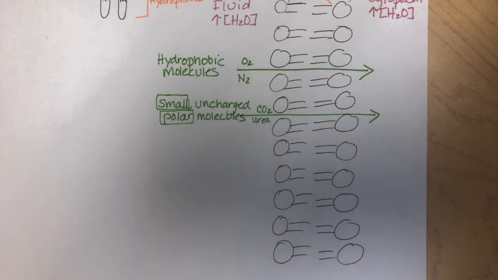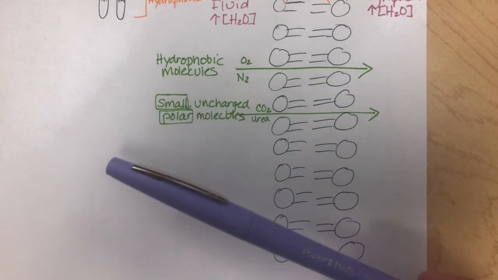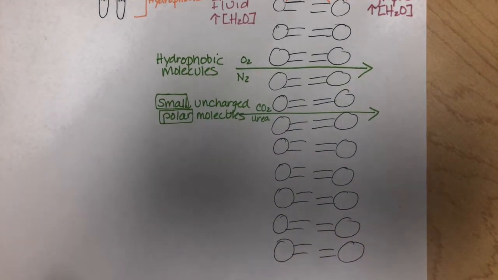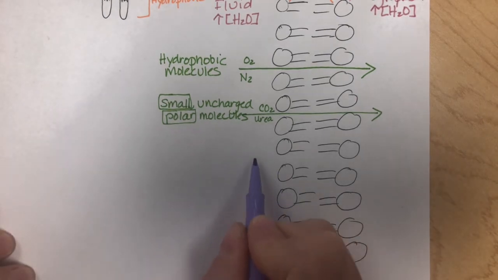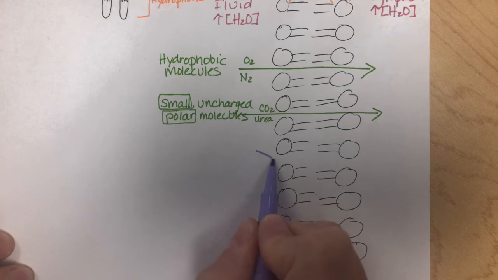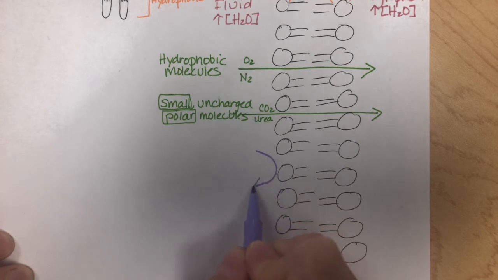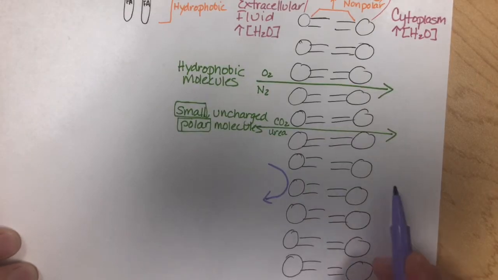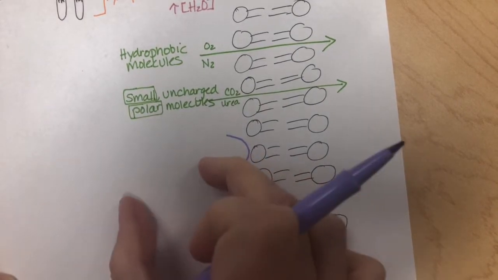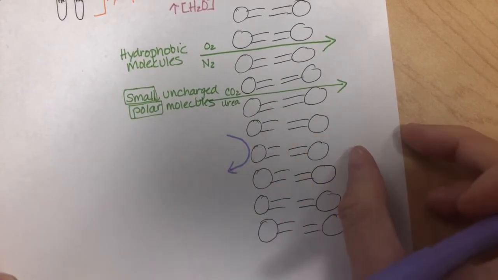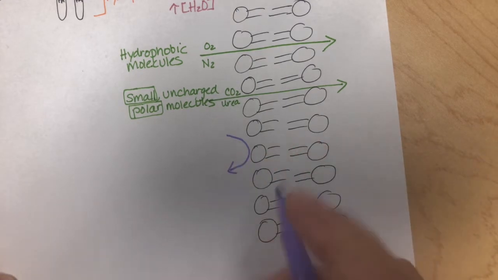So I'm going to switch colors to a nice purple. I'm going to illustrate these not being able to get in by drawing one of these arrows. It's going to hit the lipid bilayer and ricochet off, showing that it might want to go in because of a high concentration on this side and move to the other side, but it can't get through that lipid bilayer.